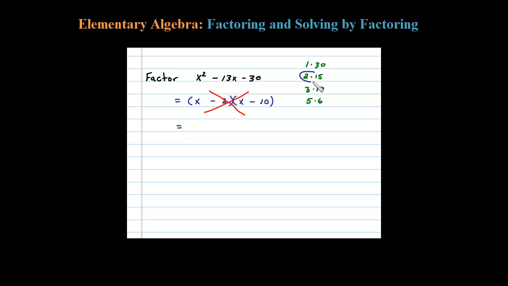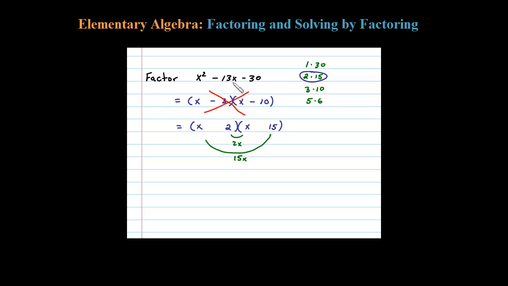Let's go ahead and try 2 times 15. We can get 13 out of a 2 and 15. Okay, so let's try that. 2 blank parentheses. X squared breaks up as x times x. This time let's use 2 times 15. Okay, now we have a 2x and a 15x.